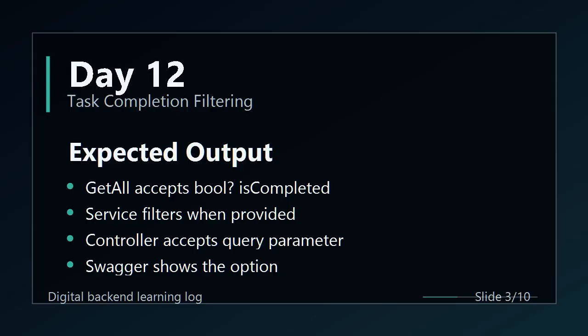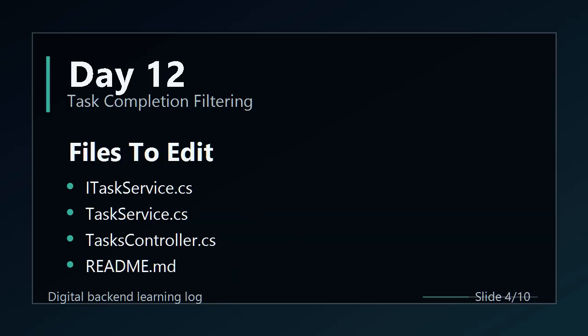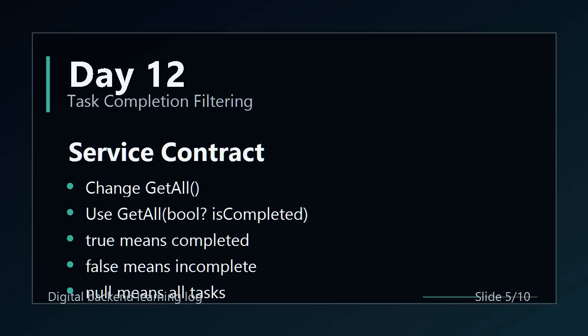By the end of today, GetAll should accept a nullable bool isCompleted, the service should filter when it is provided, the controller should accept the query parameter, and Swagger should show the option. The files to edit are ITaskService.cs, TaskService.cs, TasksController.cs, and README.md.